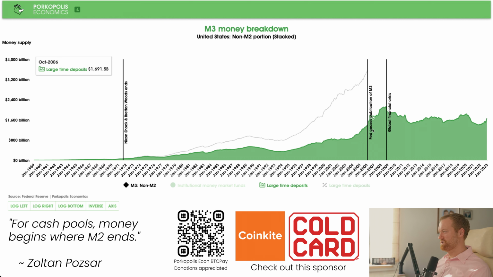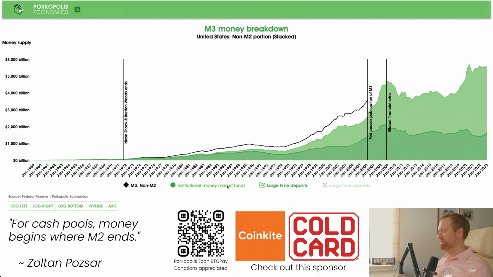Now, there is one more type of money that is included in M3, or non-M2 M3 money, that the Federal Reserve still publishes to this day, and that is institutional money market funds. I'm going to draw that curve now. And again, this is stacked, as it says in the subtitle. So you see these are subsets of the total, which is the black line. And they still publish this data one way or another.